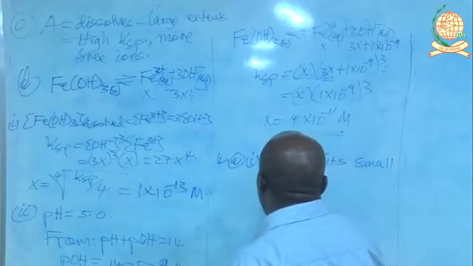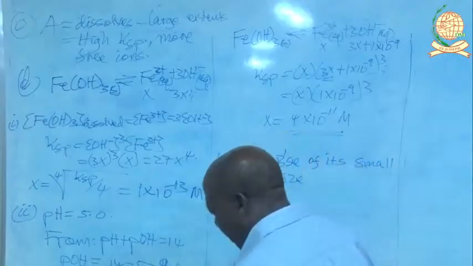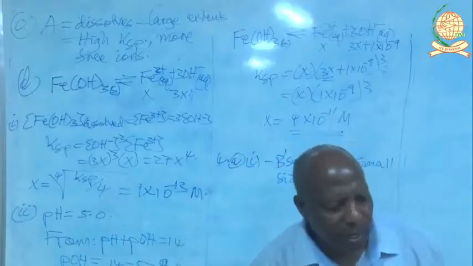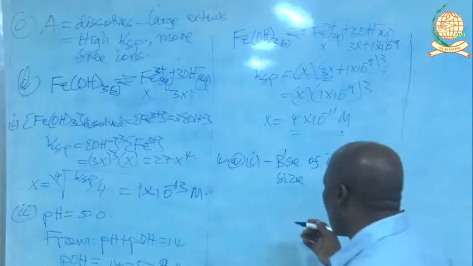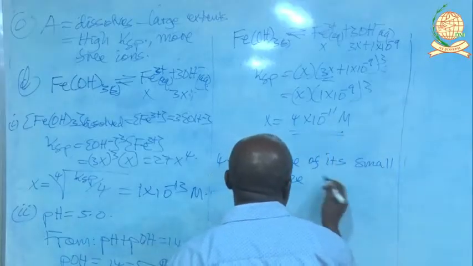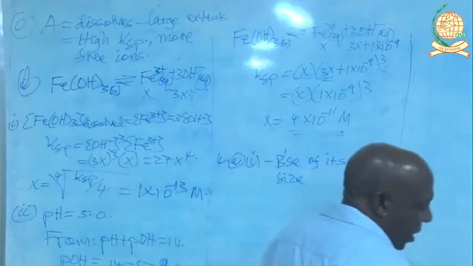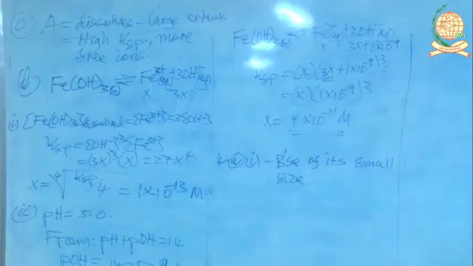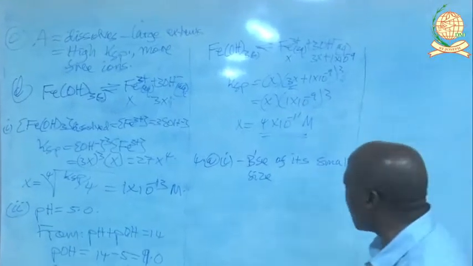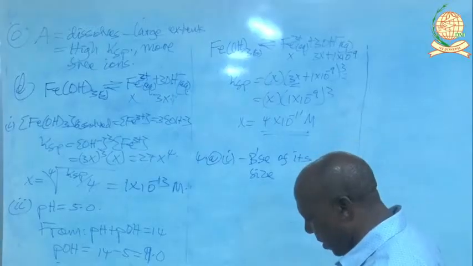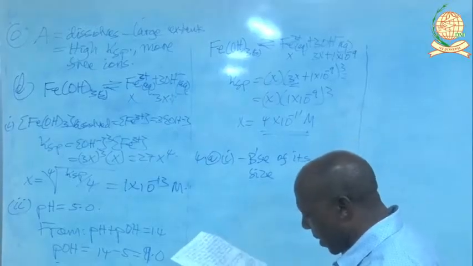Its small size makes it repel the incoming electrons in such a way that it possesses low electron affinity. So it repels the incoming electrons, which results in low electron affinity.